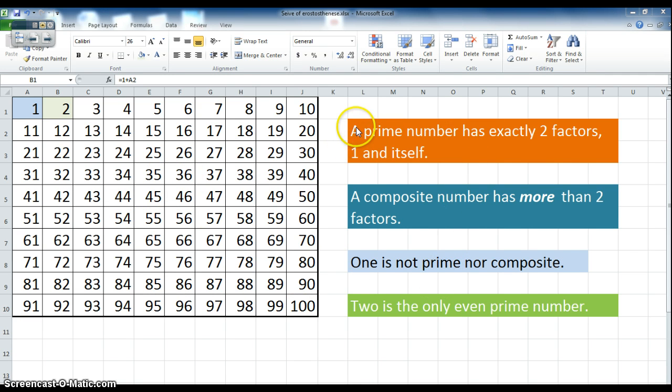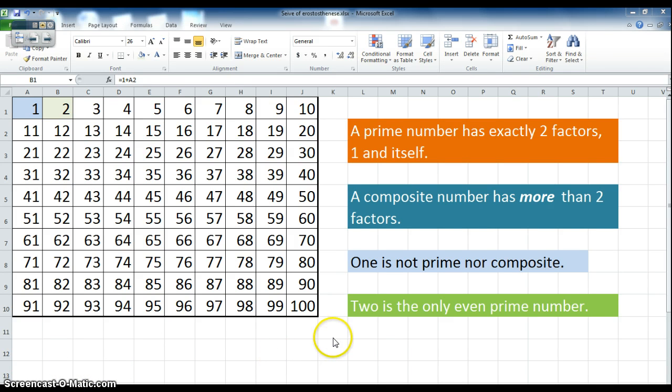The first main rule is a prime number has exactly two factors. This 2 is very important. Those two factors are 1 and itself. Write this rule down. I'll pause the video and write it down. Restart it when you're finished.